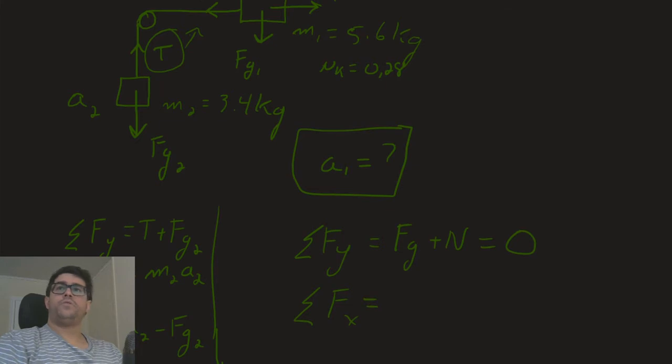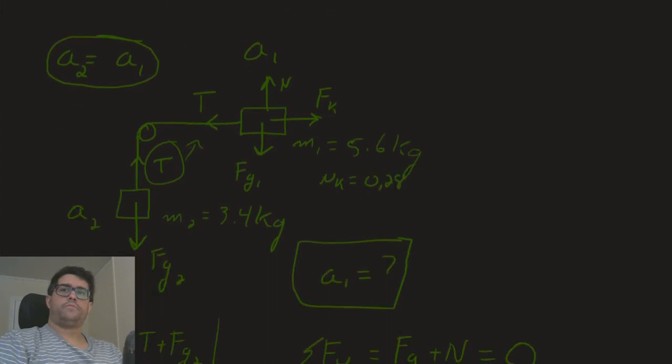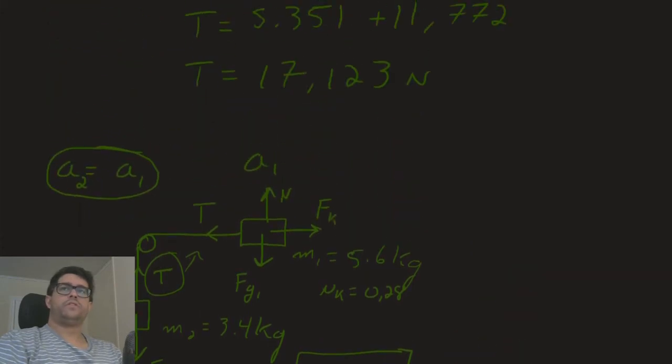In the Fx, what do we have? We have a force of friction and a tension. So we write tension plus friction. This time, though, it will not be equal to 0 because I believe that block is going that way.